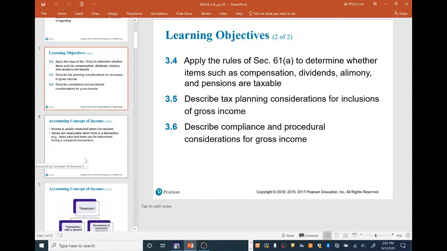Apply the rules of Section 61 to determine whether items such as compensation, dividends, alimony, and pensions are taxable. Apologize about that. On this one, obviously, it's not the SEC, it's Section 61 of the Internal Revenue Code, so I apologize. Describe tax planning considerations for inclusions of gross income. Describe compliance and procedural considerations for gross income.